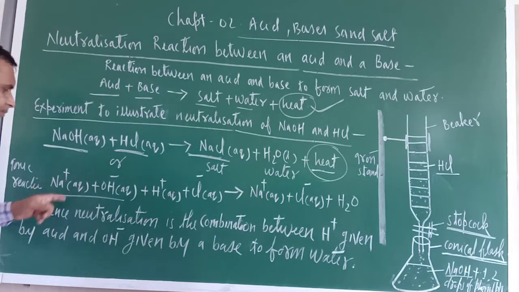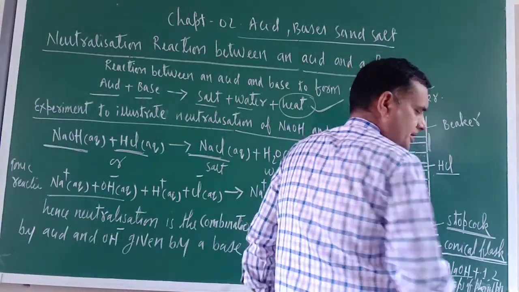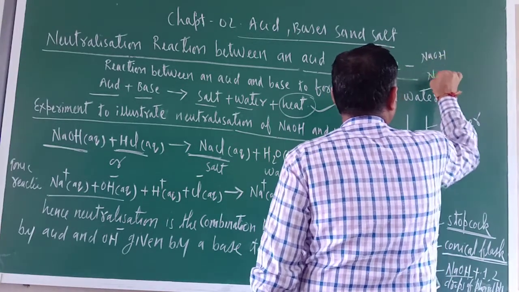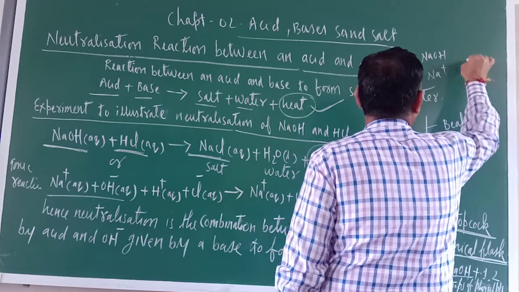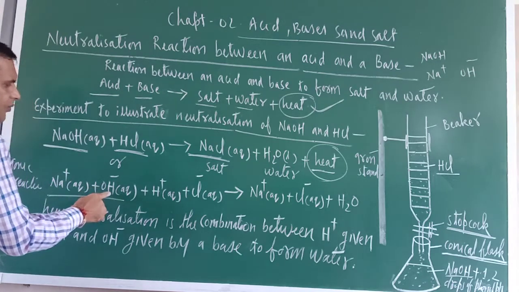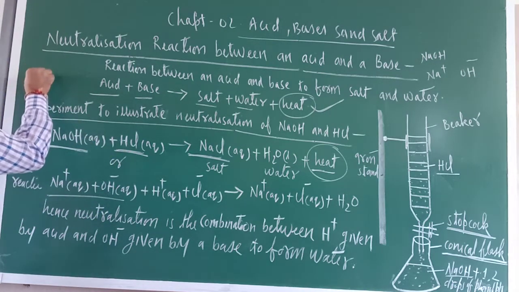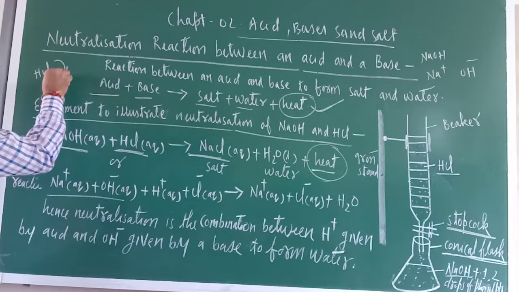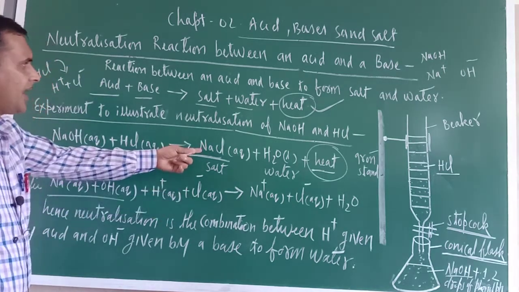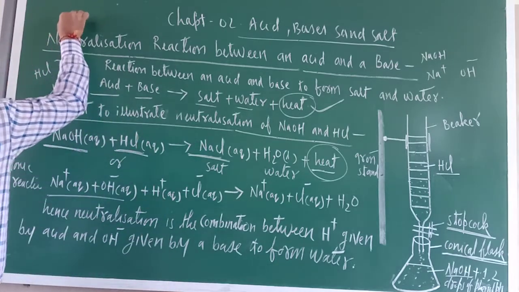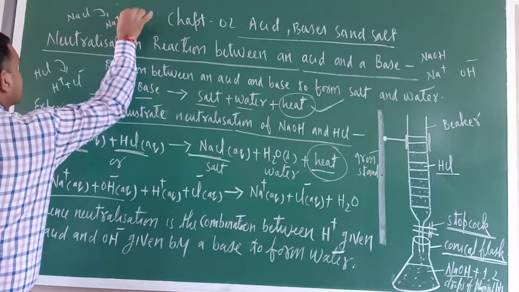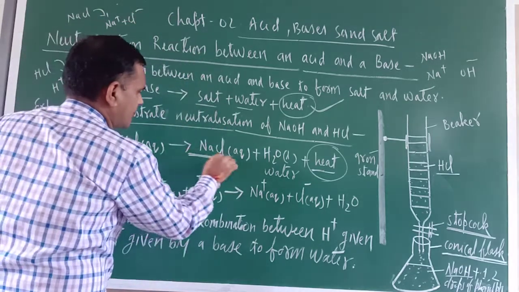It is very simple. Just see. This is NaOH. Now in NaOH, Na is positive and OH is negative. So I am ionizing NaOH into Na positive and OH negative. Similarly, HCl I am ionizing in the form of H positive and Cl negative. Now NaCl can also be written like that. NaCl means Na positive plus Cl negative.